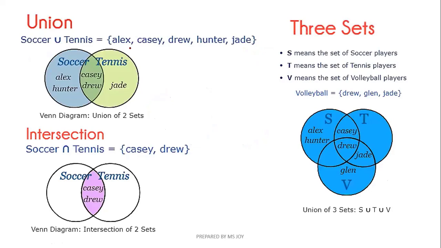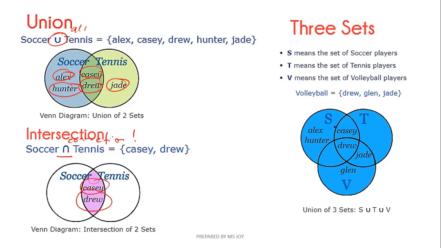So union, we know. We have done this slide before, so you are very familiar with it, but I just wanted to reuse it so you can recall it in your brain. So soccer and tennis. Union means all, correct? So everyone inside the soccer family and tennis family: Alex, Hunter, Casey, Drew, Jake. And here is also intersection, which means connection. So it's Casey and Drew.